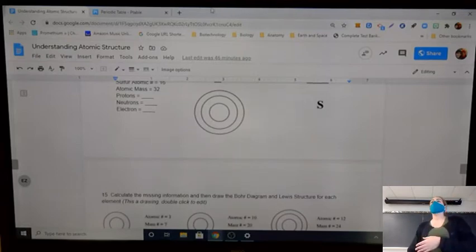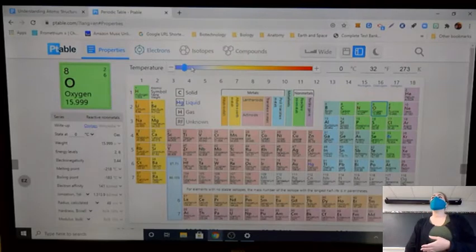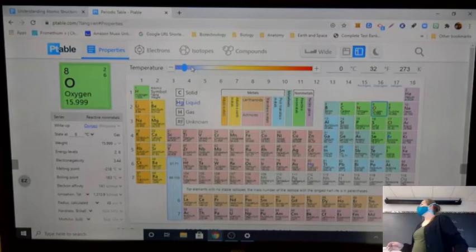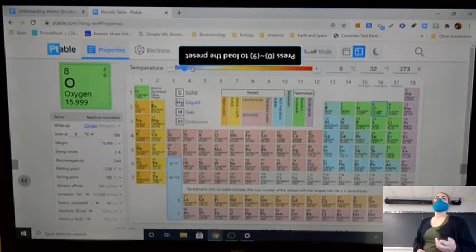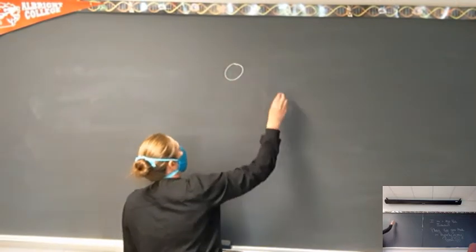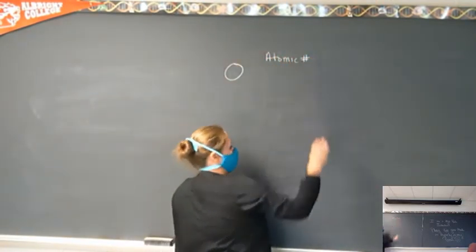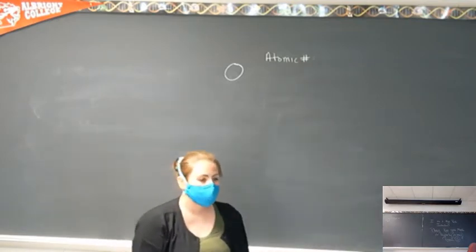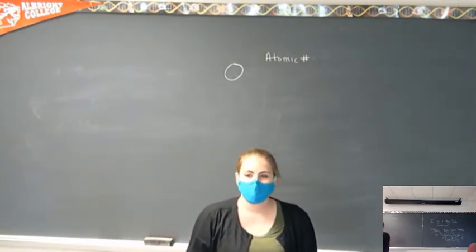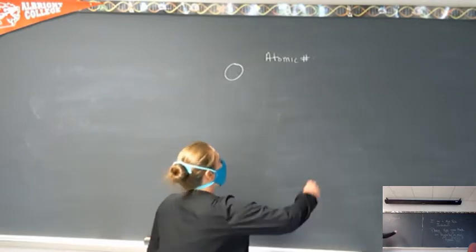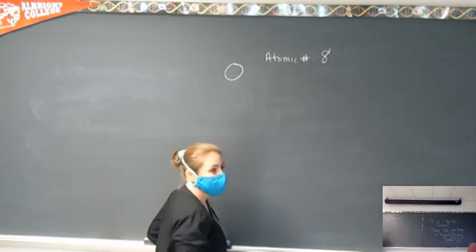So we're going to go over an example. We're going to use oxygen as an example, and then we'll continue on. So let's talk about how to do this. If I have oxygen, we know that the atomic number is what? At the top, what's the atomic number? 8. Okay, so the atomic number is 8.